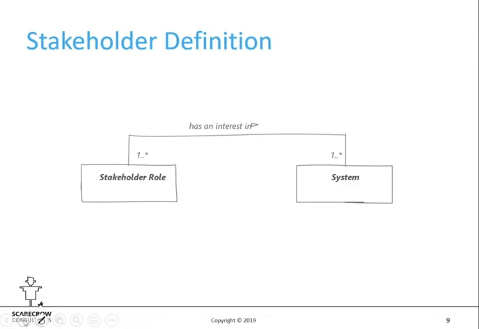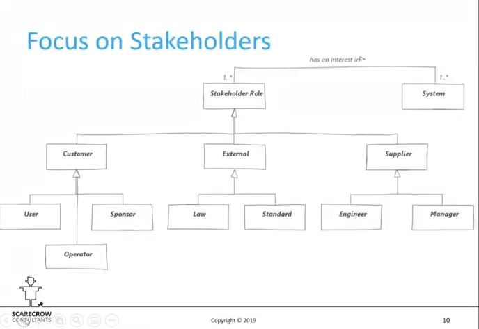So let's look at different types of stakeholders that we might have. What I'm going to do is expand on this diagram here and look at these different types of stakeholder. Wherever possible in all these presentations and with everything that we do at Scarecrow, we try to relate everything back to best practice. So these different high-level classifications of stakeholders are taken from ISO standards. For example, if you look at ISO 15288, you will see customer stakeholders, external stakeholders, and supplier stakeholders. So this is where the language comes from.